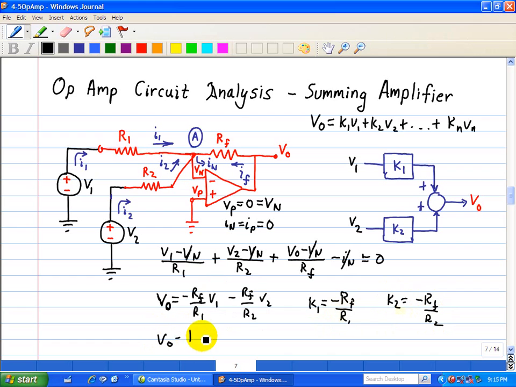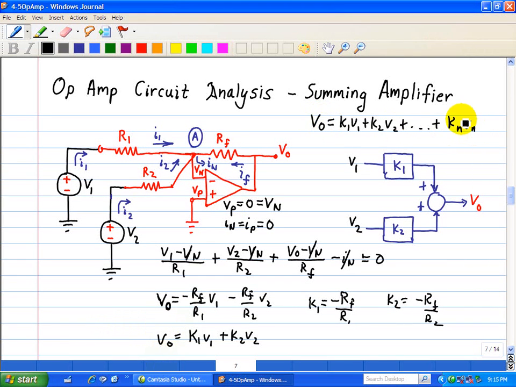Now we can say that VO is a combination of K1 V1 plus K2 V2. So here we have V1 times K1, where K1 is defined as minus RF divided by R1, summed with V2 times K2, where K2 is minus RF divided by R2. This is our block diagram form of the schematic.